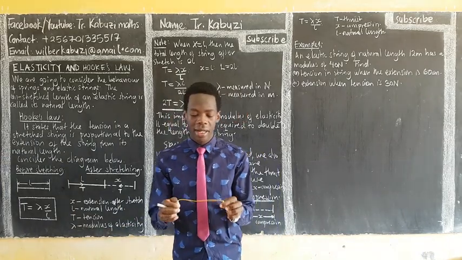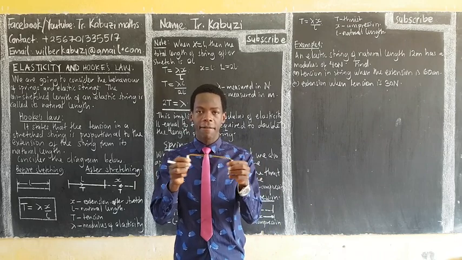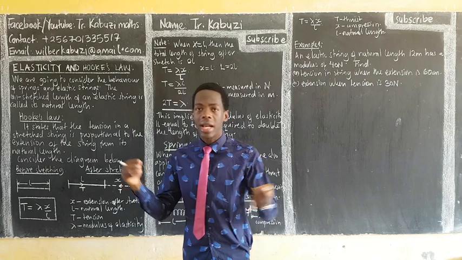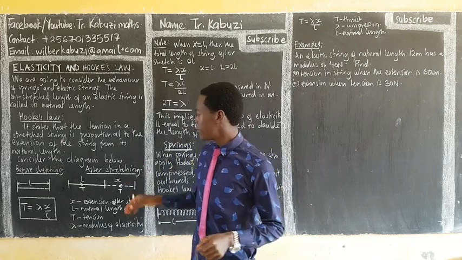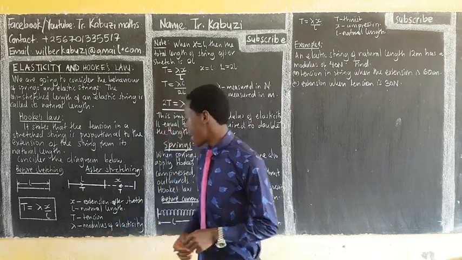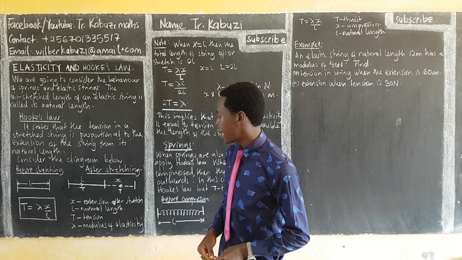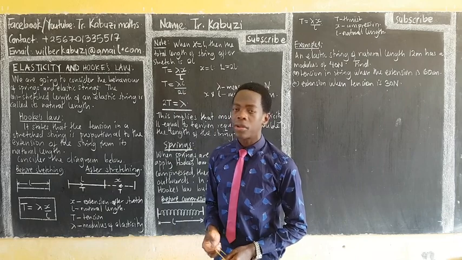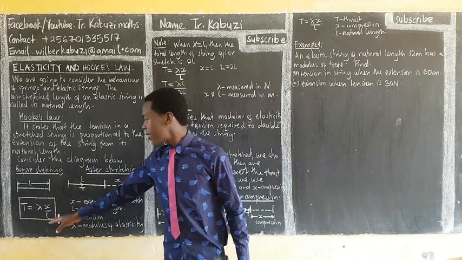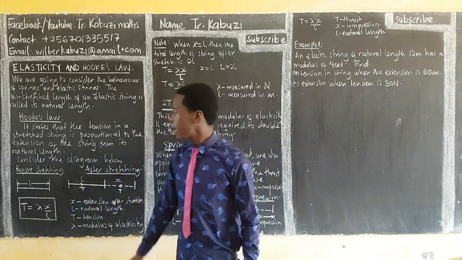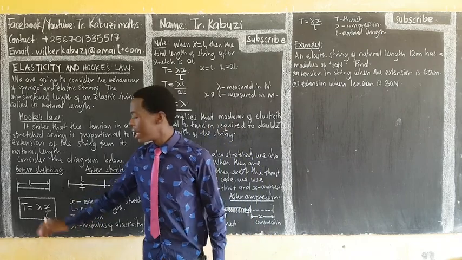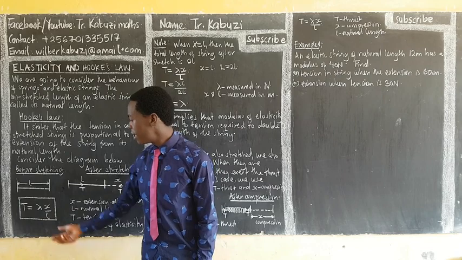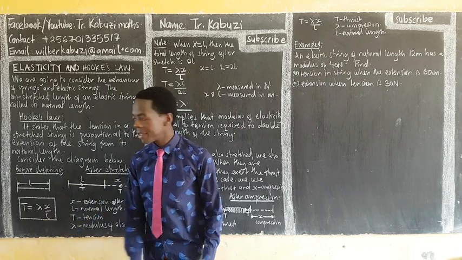As you see, when I pull it, it's pulling itself back. I think you can see. It's pulling itself back. So that tension that is pulling it back is what we call the tension. Then lambda is the modulus of elasticity. Remember, if something is proportional, we always introduce a proportionality constant, as you see. Now, our tension is always going to be equal to the modulus of elasticity times the extension we made over the natural length.